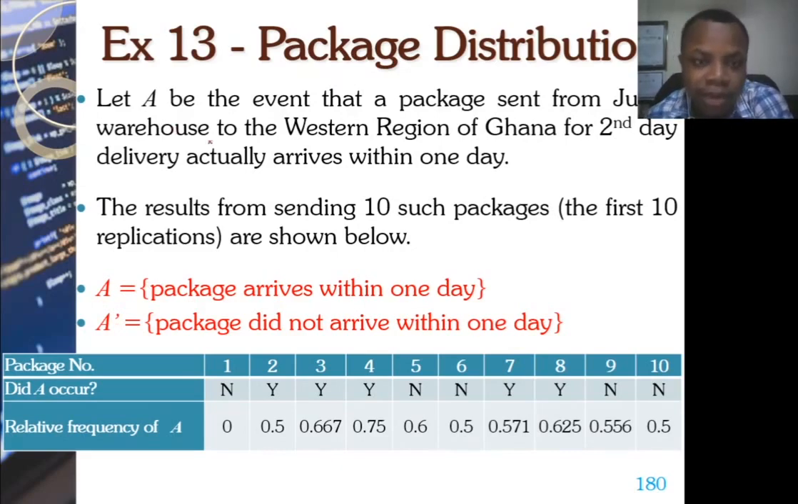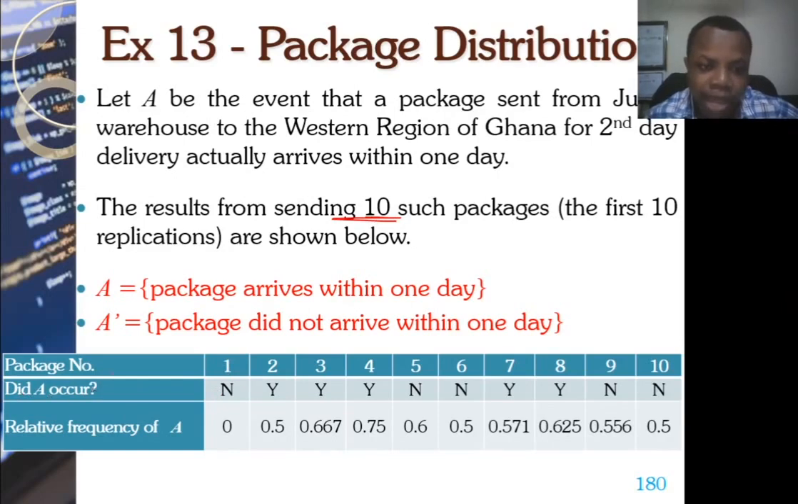Now remember that the whole point of this exercise is to determine the probability that a package will actually arrive in a day. If it does not arrive within that day, you can specify it as a yes or no. So let's come back to this table. With this table, we have package numbers 1 to 10. Remember, we are sending only 10 packages.